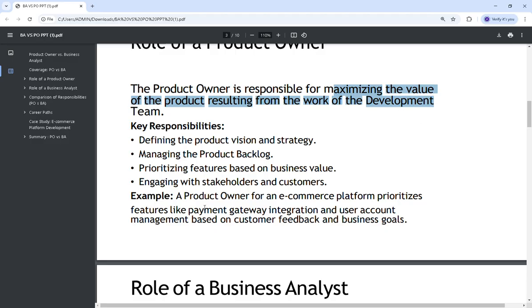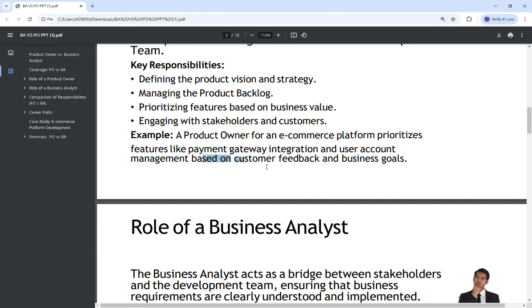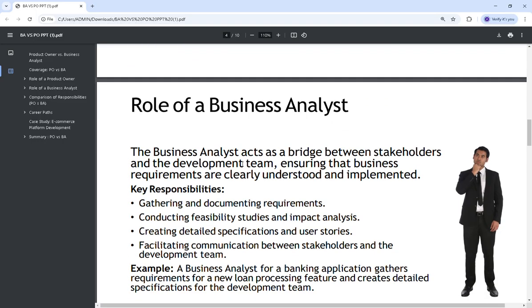Okay, by example we can understand here a product owner for e-commerce. For example, you can take an e-commerce company or banking company or anything. Features like payment gateway integration, user account management, based on customer feedback and business goals. So these are his vision of that product, for example here.